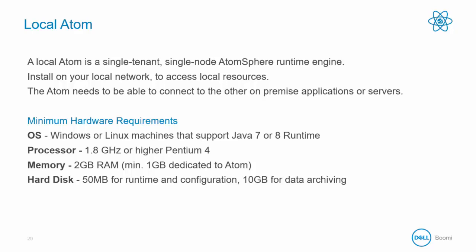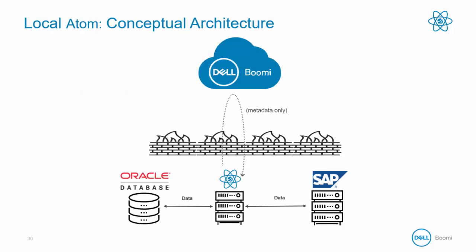The Atom needs to be able to connect to the other on-premise applications or servers. You don't need a local Atom on each application or server that you are trying to integrate, nor does the Atom need to be installed on the same machine as the application. There are some minimum hardware requirements, but they are pretty basic. Here is a simple illustration of the Atom behind the firewall, connecting to local applications and to cloud applications as well.